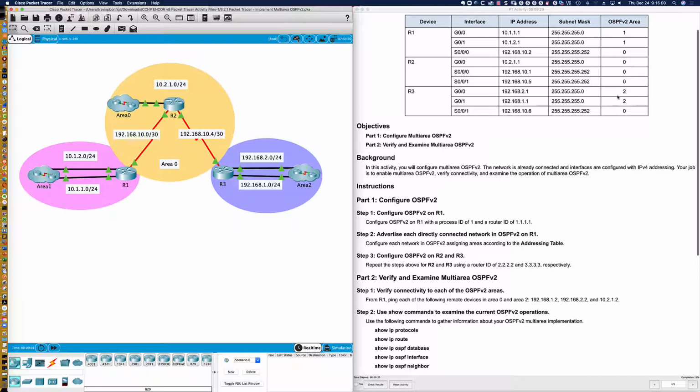Now, a quick note. One of the first questions learners ask is, why would I do multiple areas? And there are a whole host of reasons as to why you would do that. Now, the original premise behind multi-area OSPF and the reason that John T. Moy implemented multiple areas was for scalability with the routing protocol.